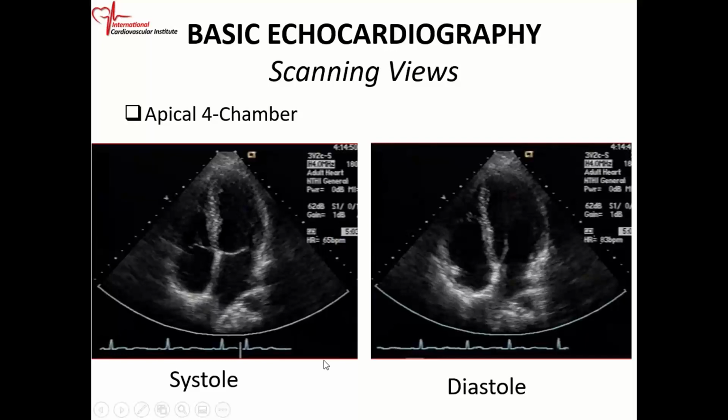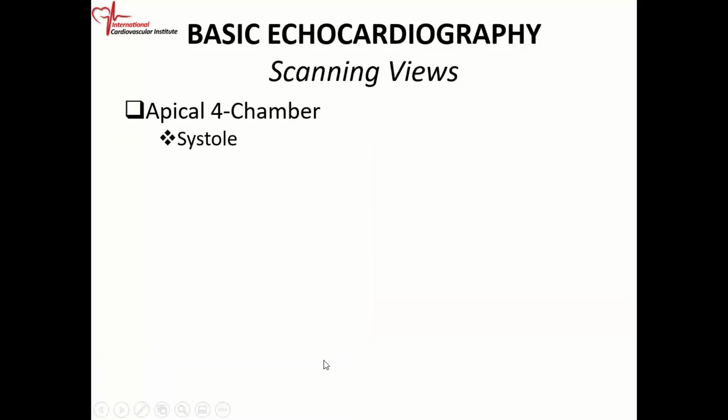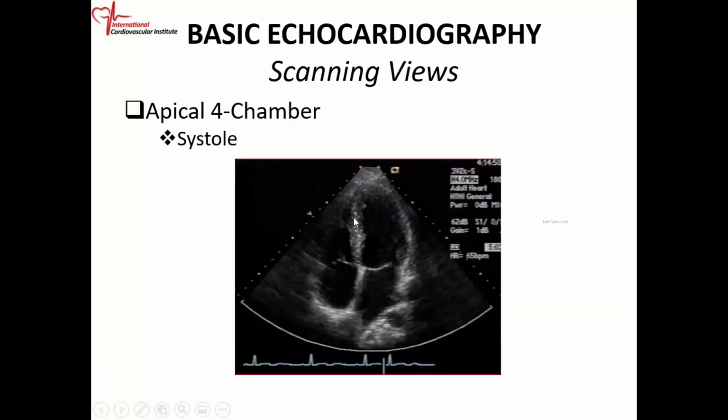But what are the structures that we're seeing in this apical four-chamber view? Okay, this is the LV cavity. This is the mitral valve. This is actually the anterior leaflet. The posterior leaflet of the mitral valve is over there. This is the left atrium. This is the descending aorta.